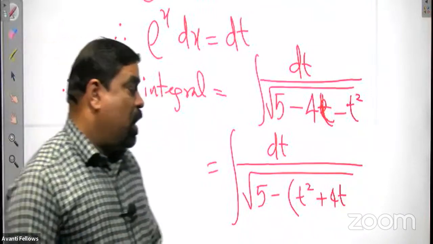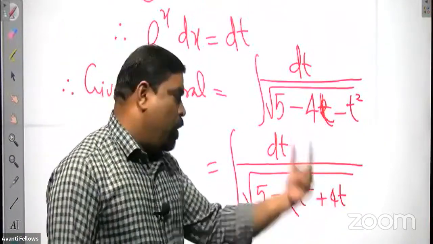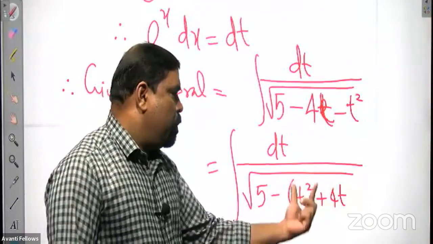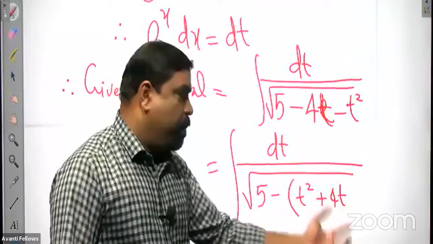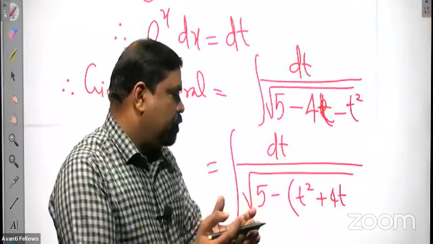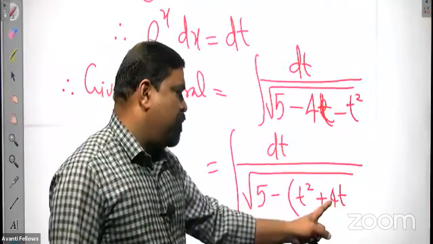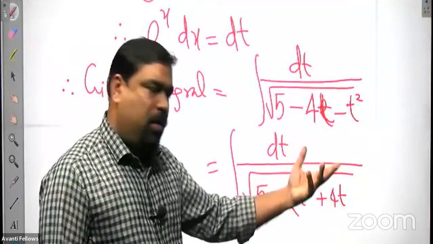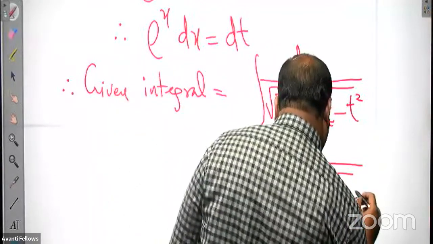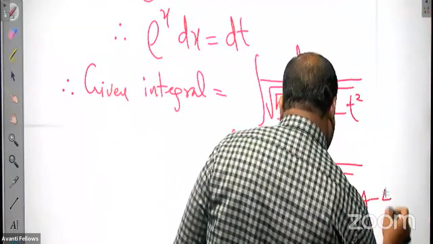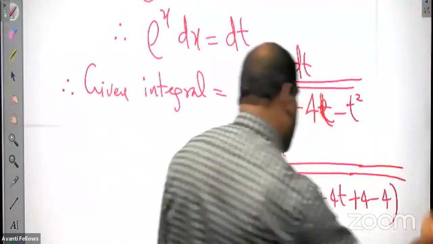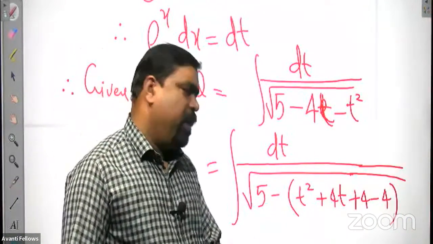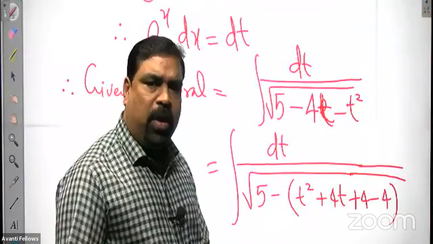Then we can easily identify which term should be added in order to make it a perfect square. Which term should be added to t square plus 4t in order to make it a perfect square. So what is the method for that? Take the coefficient of t, that is 4. Then take the half of that, that is 2. Then square it. That means 4. So we have to add 4 and subtract also 4 to balance it. So inside the bracket, we are adding and subtracting 4. So that won't make any change actually. There is no change in the whole expression.